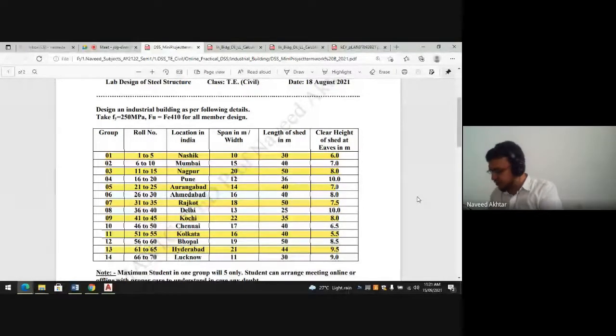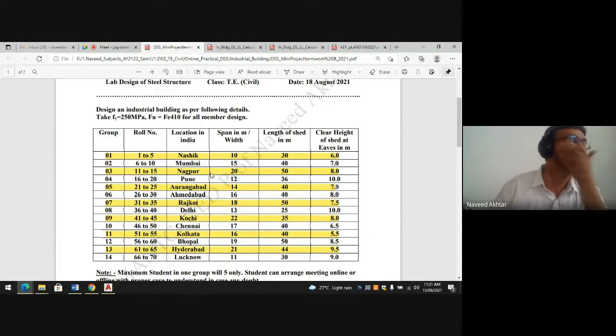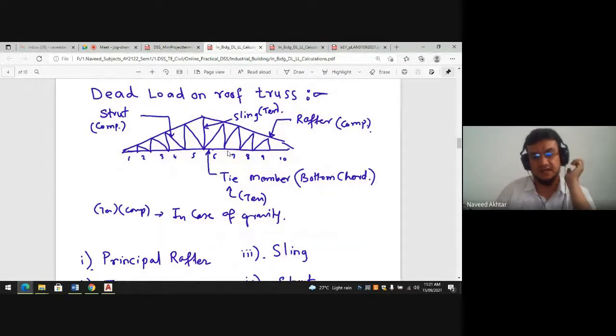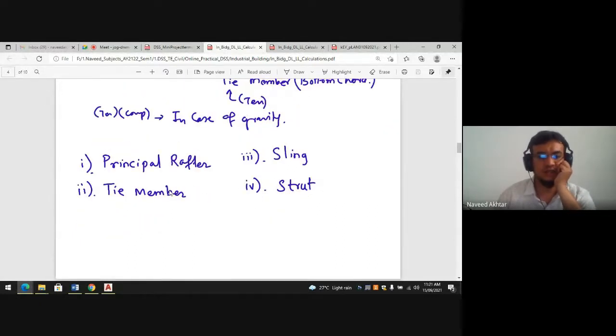If you are facing any problem, you will come and meet me and complete your work. Students who are interested are coming and discussing how to draw the sheet and how to calculate these forces, and I am guiding them. They are coming physically, or if you have any doubt, you can share your calculation with me and I will guide you.